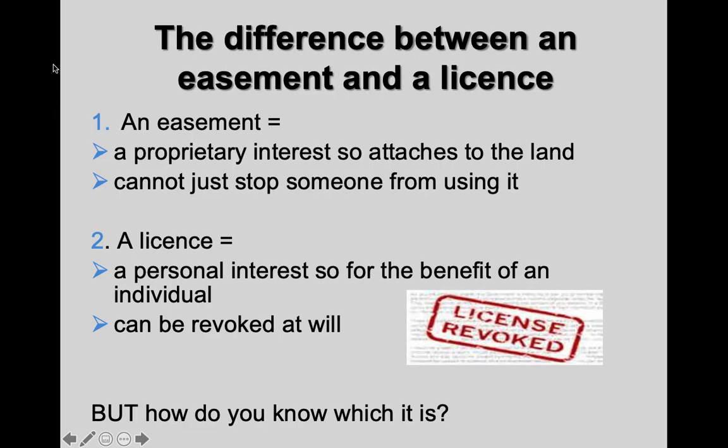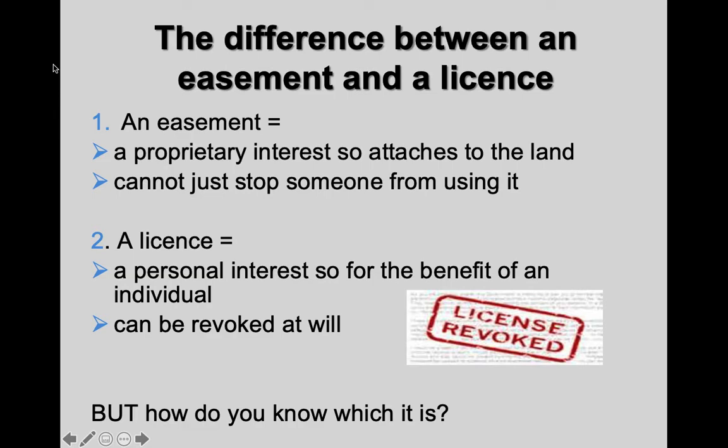Therefore, we need to be able to establish, when we see somebody using a right on land and it's not their land, whether they are just there through some form of permission that we could revoke and remove them from the land, so some form of license, or whether their hold in the land has become an easement, whether their hold in the land has become something that affixes and attaches them to the land.